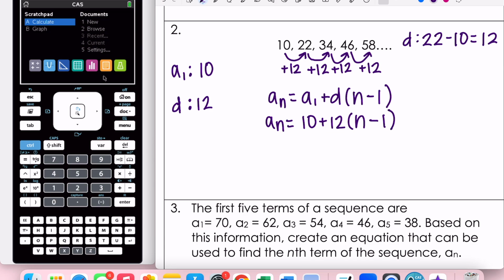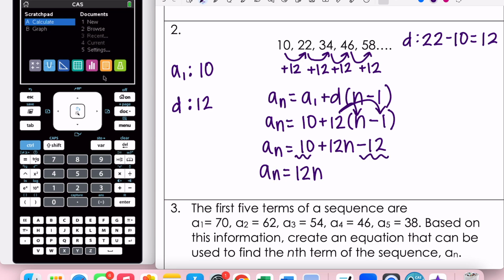Now, from here, our next step is to simplify the equation. So first step is to multiply. So I'm going to drop down the 10, and I am distributing 12 times n to get 12n. 12 times negative 1 gives us negative 12. Now, from here, go ahead and combine like terms. So combining like terms, I'm going to drop down 12n. 10 minus 12 gives us negative 2. So here is my answer. a sub n equals 12n minus 2.